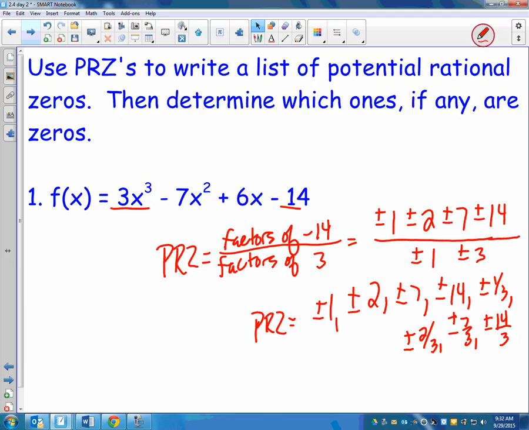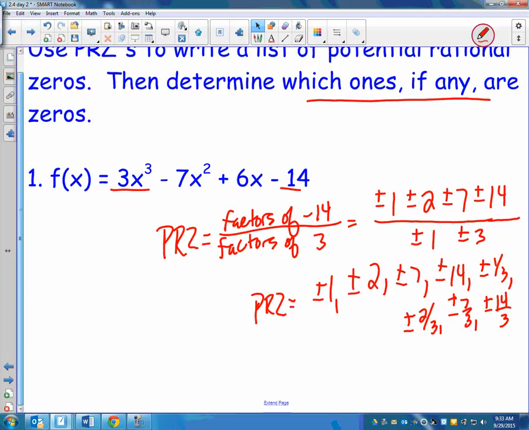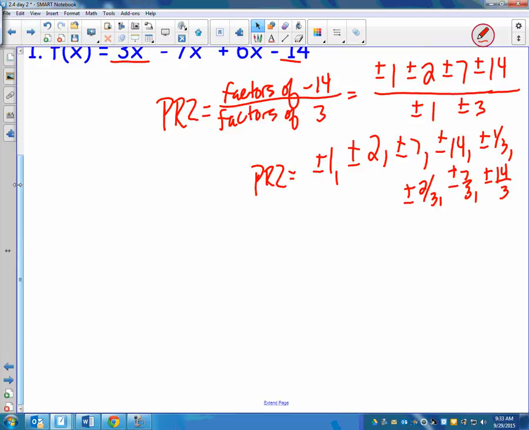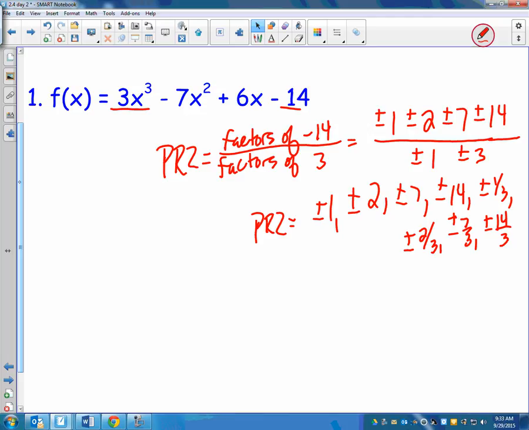With me on that? We have 16 possible rational zeros. That's a lot, but it's less than if I just asked you to randomly pick what numbers work in that problem. So this gives you some clarification on what to pick. It says, now determine which ones, if any, are zeros. This is where it just takes some time. You have to plug them in, and if you get 0, then it will be a zero or a factor. I always have this hope that 1 is going to work. 1 or negative 1, yes, ma'am.